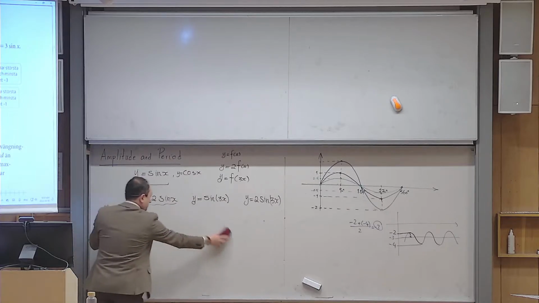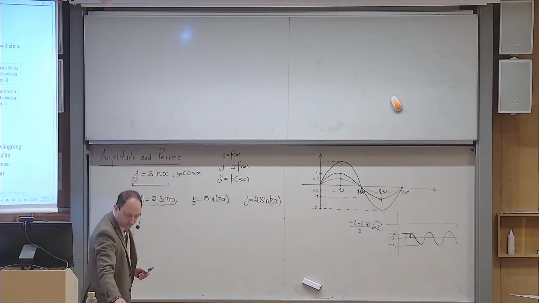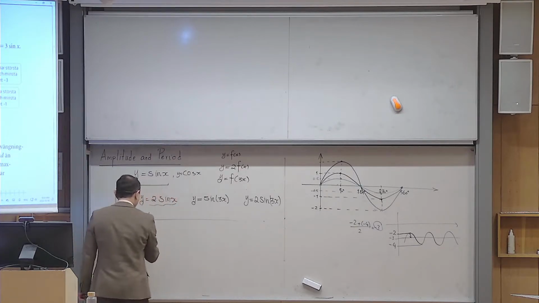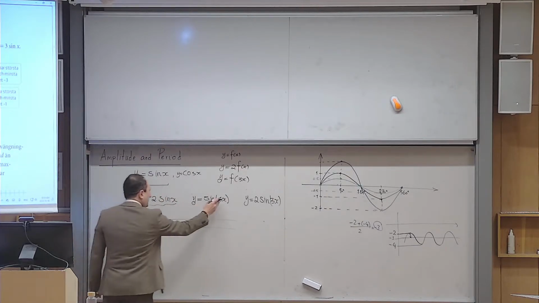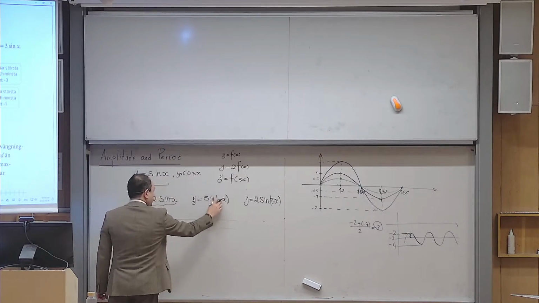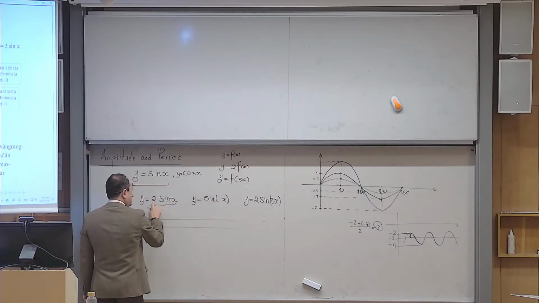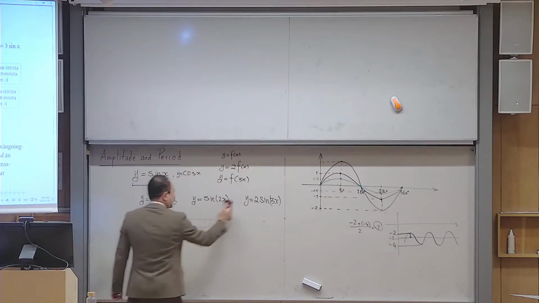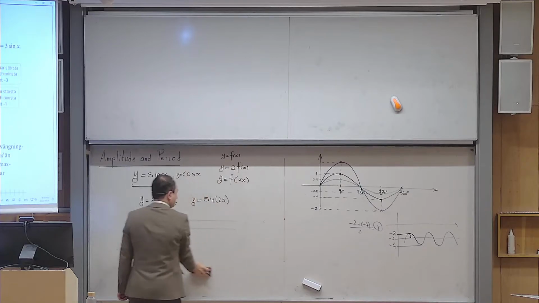Now, let me again. Oh, I shouldn't have cleaned the first. Okay, I will clean this one. So here I want to talk about sine 2x because that is better. Here I multiply 2 outside. Now I decide to multiply 2 inside. Let us see what will happen now.